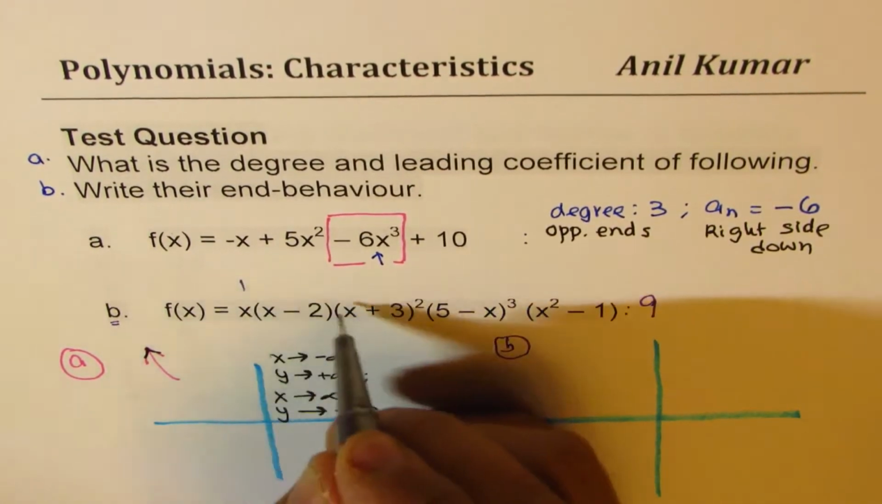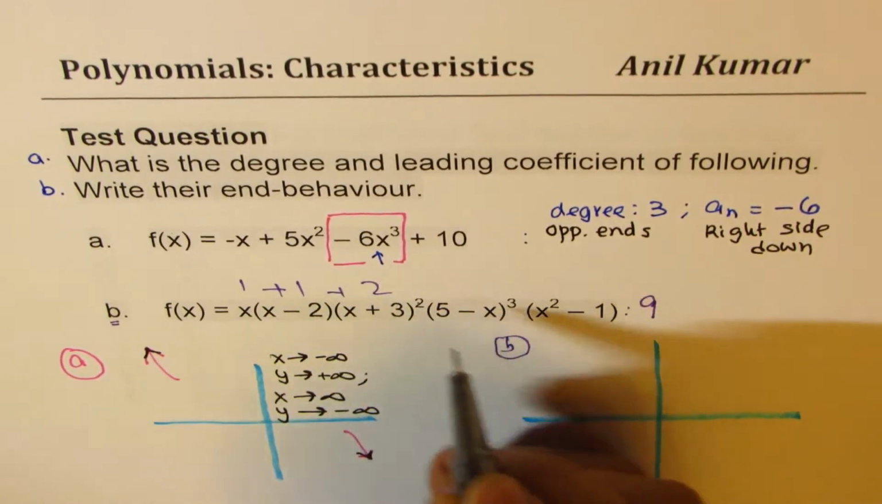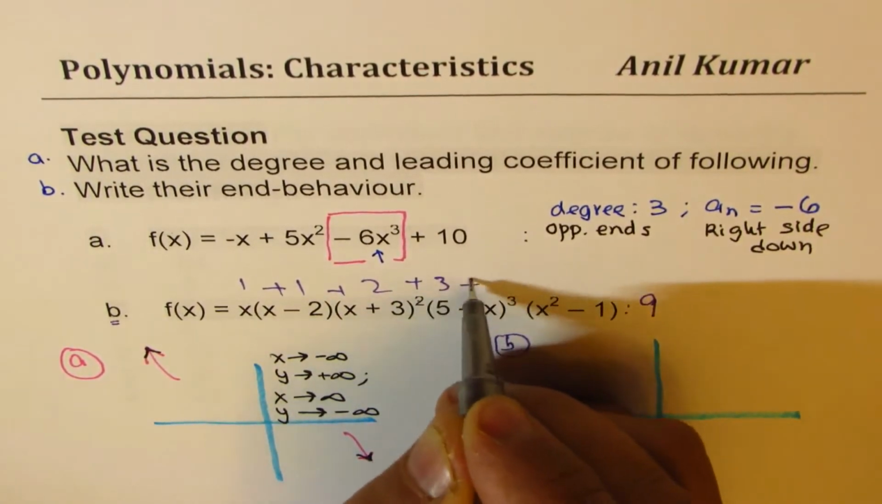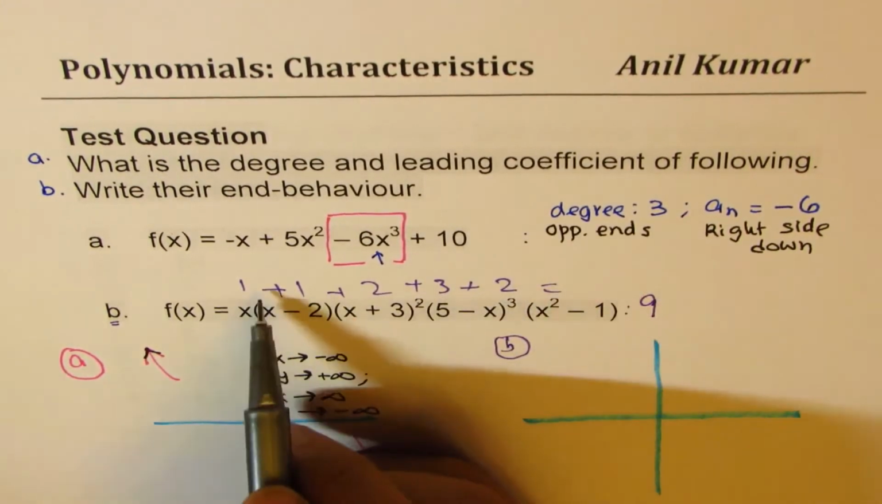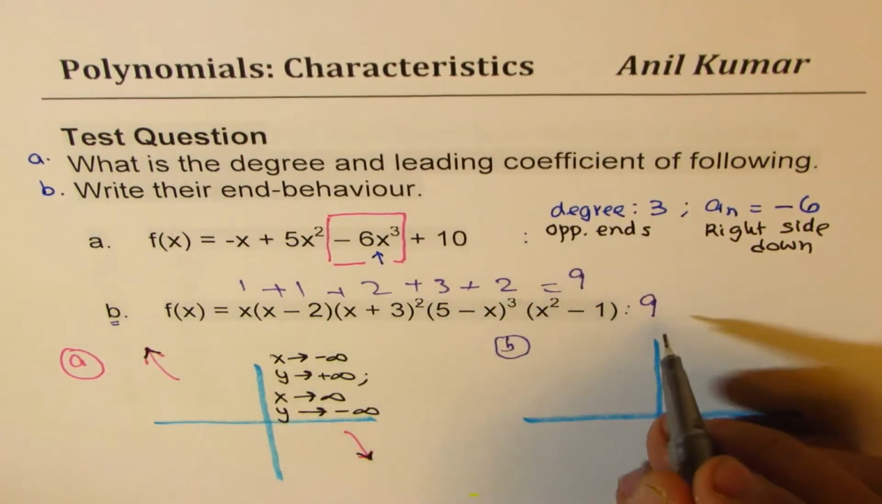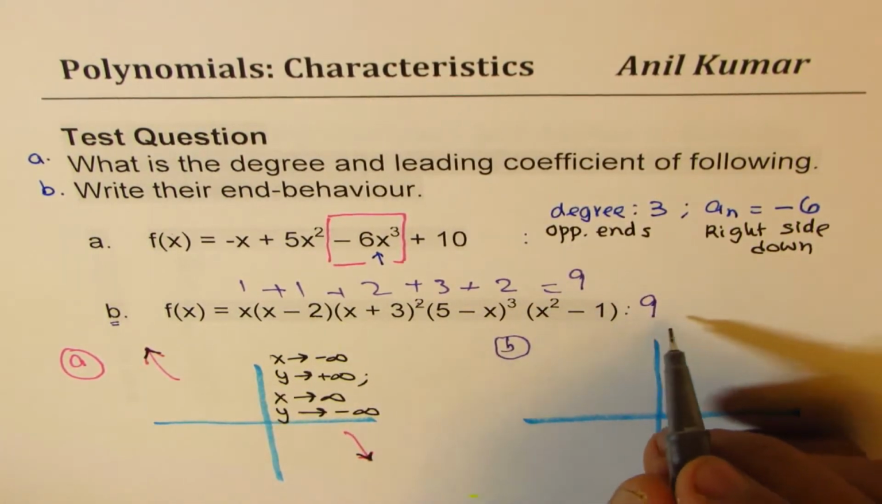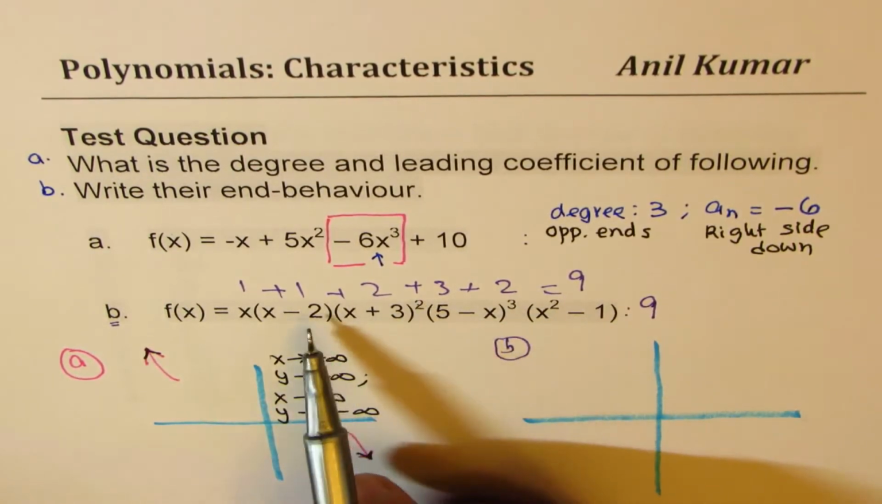So we get 1 plus 1 for this, plus 2 here, and plus 3 there, plus this 2, right? This is also 2, right? 1 plus 1, 2, plus 2, 4, 3, 7, plus 2, 9. Do you see how we count that? So degree is 9 for this.